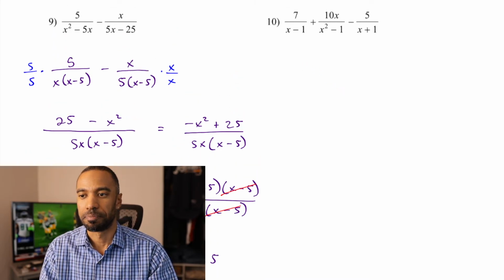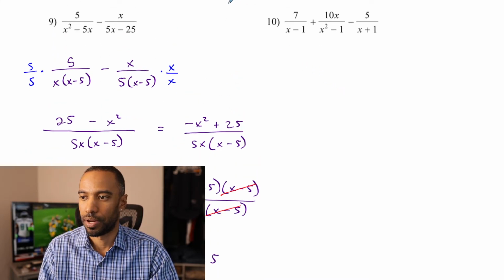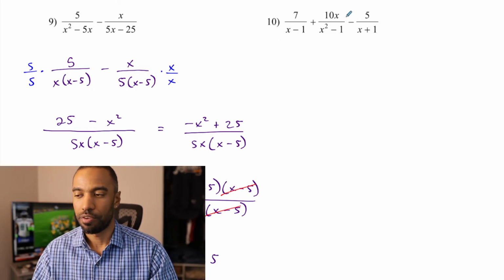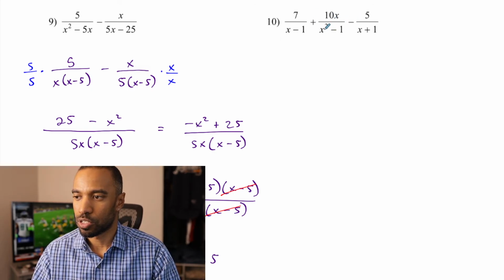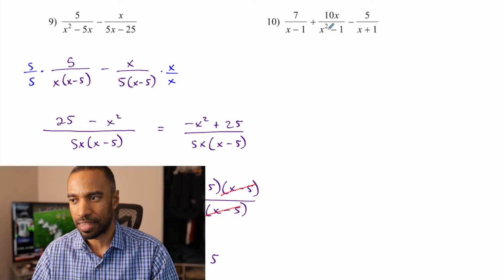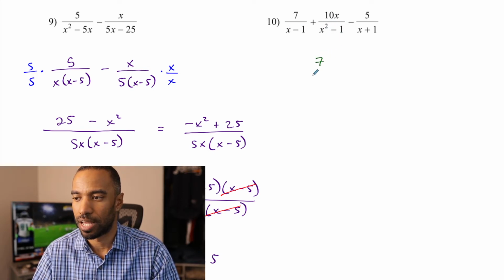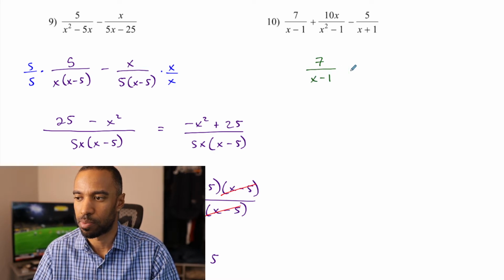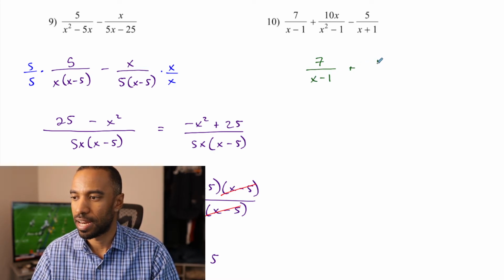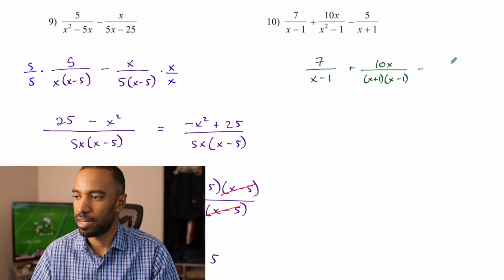Let's go. Number 10. Dark green. I have 3 terms, 3 fractions here, and it looks like it's really worth kind of getting this one. This is x minus 1. This is a difference of 2 squares that we can factor here. Let's jump into that one. 7 over x minus 1 plus 10x over x plus 1 times x minus 1 minus 5 over x plus 1.